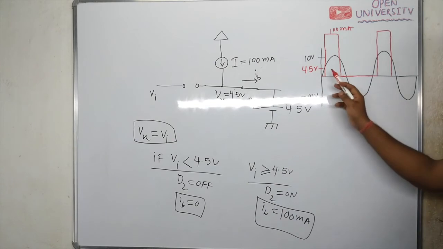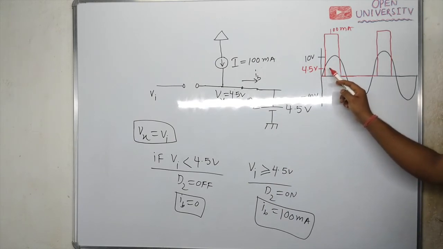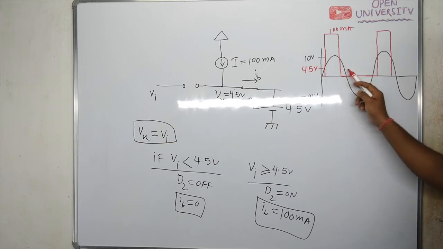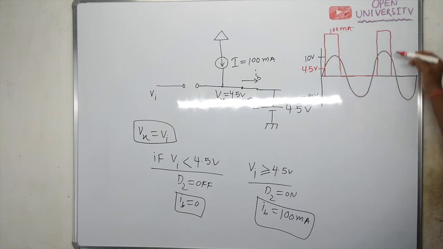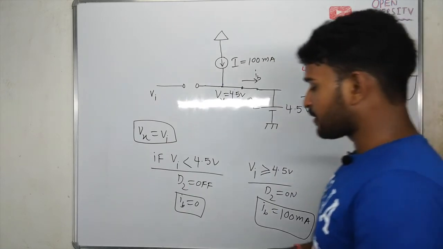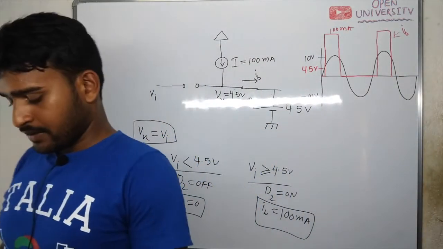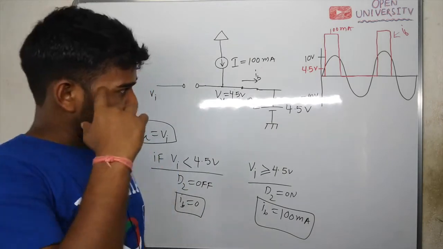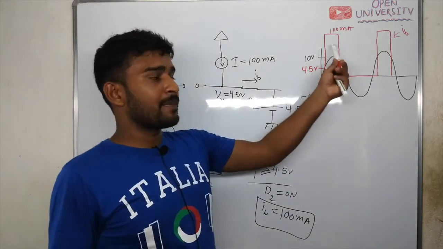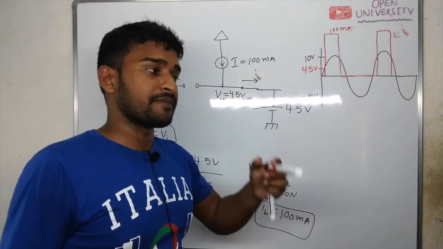You need to plot the curve, that is IB will be 0 if input voltage is less than 4.5 volt, and when input voltage is in this range, IB will be 100 milliampere. So this is your instantaneous current IB. The red color graph is the IB current waveform. Now my interest is to find out the average value of this instantaneous current IB.